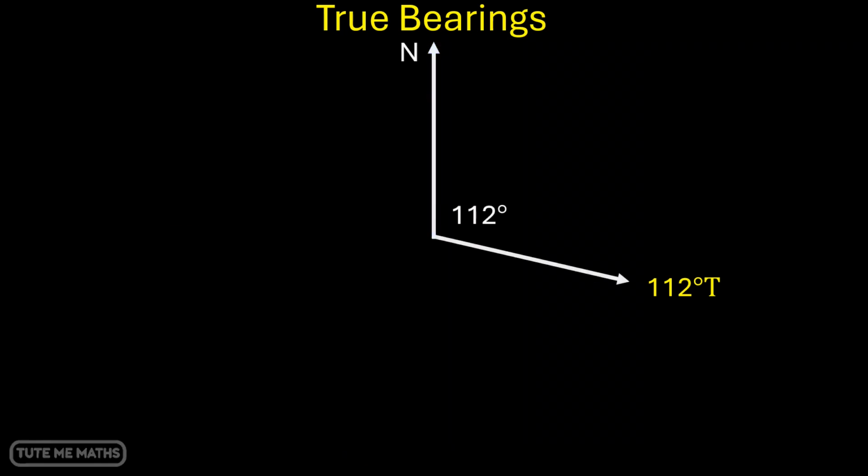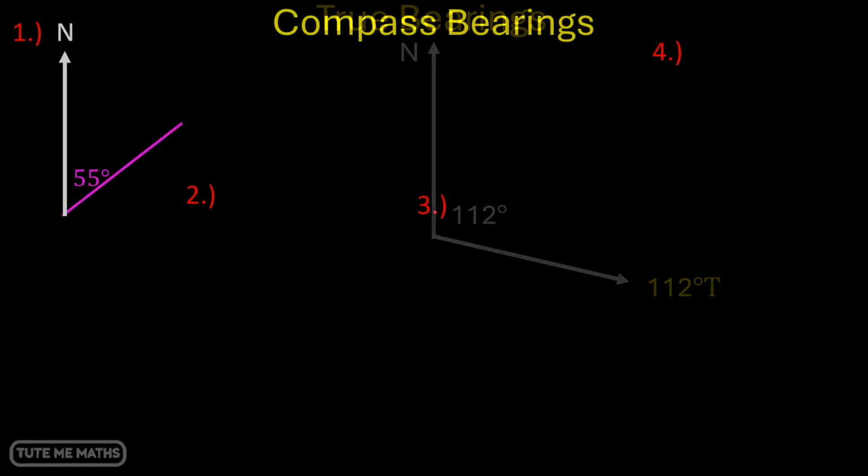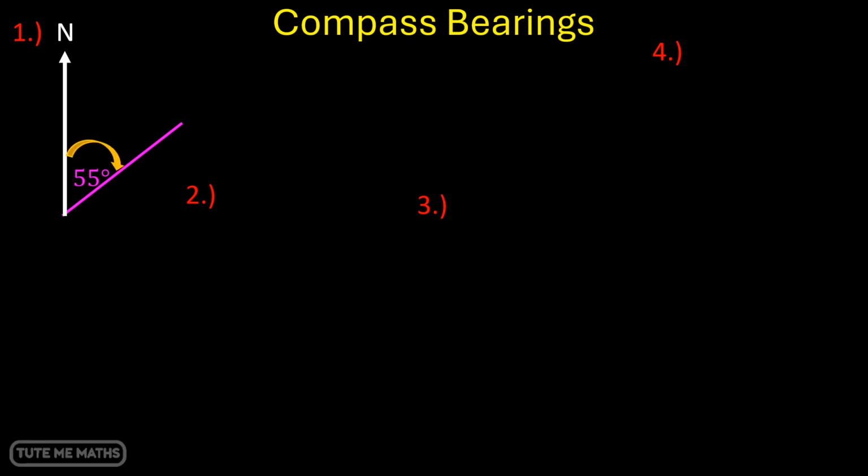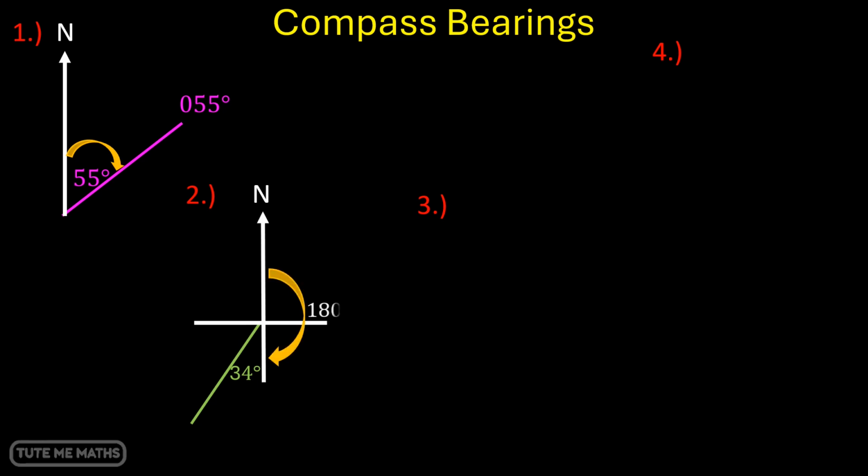We can represent our bearing with simplified diagrams, but we might need some basic calculations with the provided angle to determine the full angle turned clockwise from north. The first one simply needs a 0 inserted to make it a 3-digit bearing, giving us 055 degrees. In the second, we see that we have gone 34 degrees past south. Knowing south is half a turn from north tells us it's equivalent to 180 degrees, so adding the 34 degrees gives us a bearing of 214 degrees.